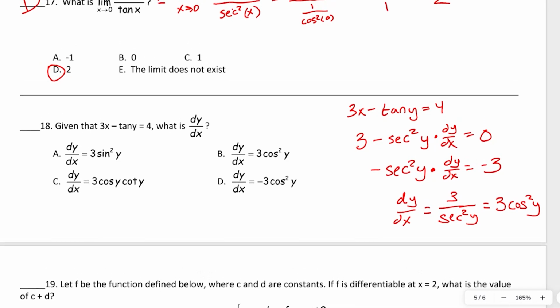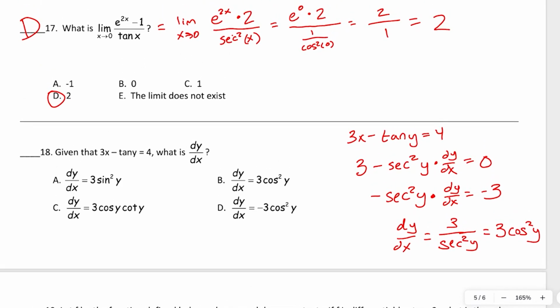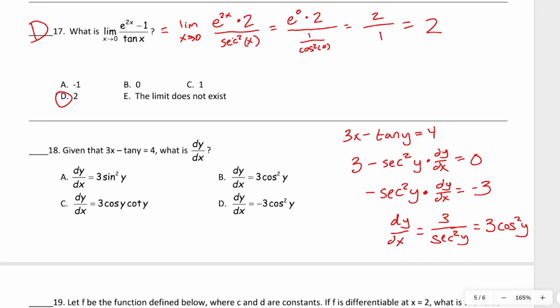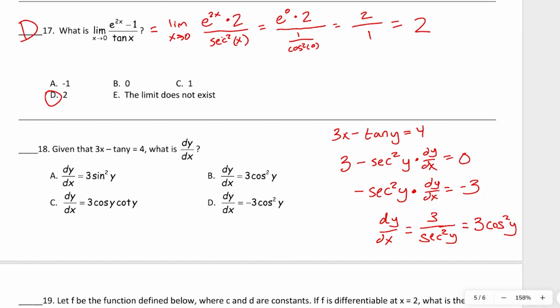So this actually just happened back to back, right? Where you have to know that secant and cosine are reciprocals. So there might be a little hint that, hey, maybe you should commit that to memory. So secant and cosine are reciprocals. Similarly, cosecant and sine are reciprocals, and tangent and cotangent are also reciprocals. So is our answer even here? Yeah, okay, it's B.